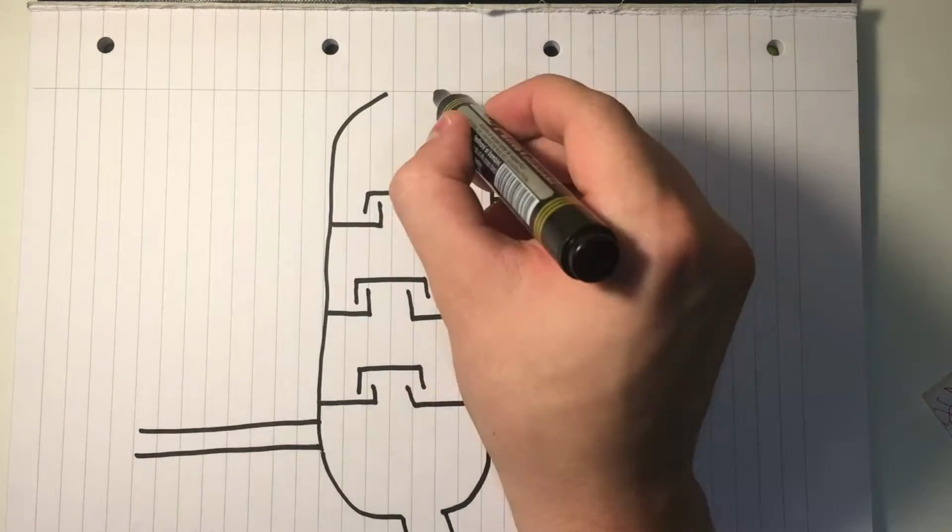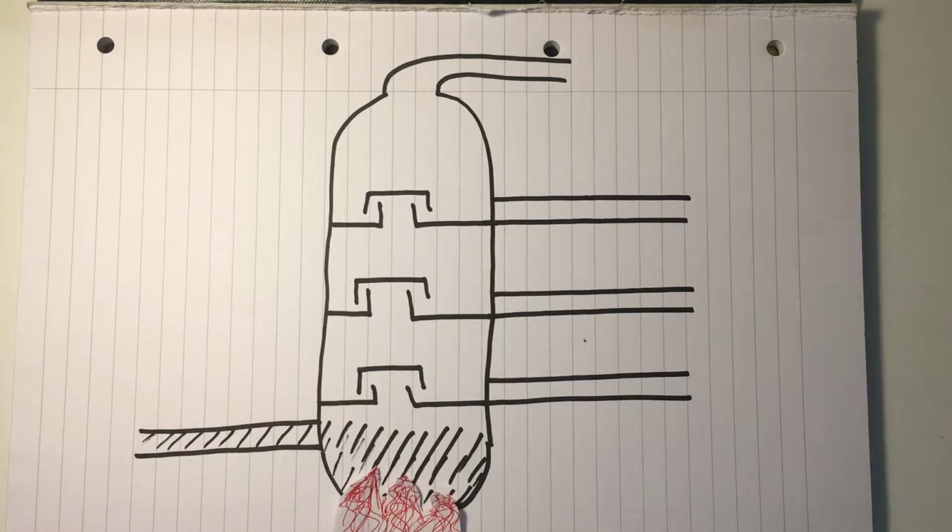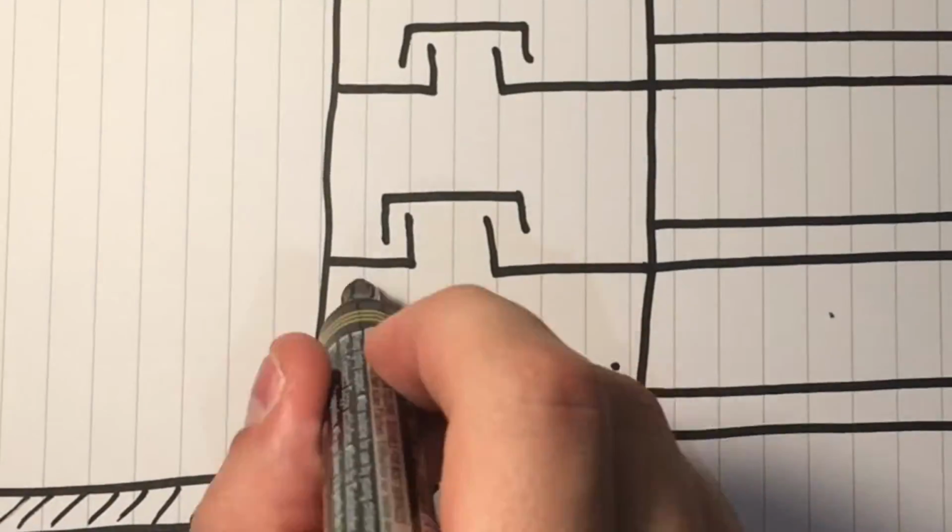This is a distillation column. The crude oil is pumped to its bottom where a heater is placed. The crude oil becomes vapor, which starts to rise.